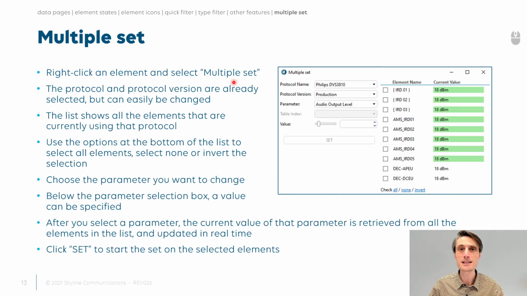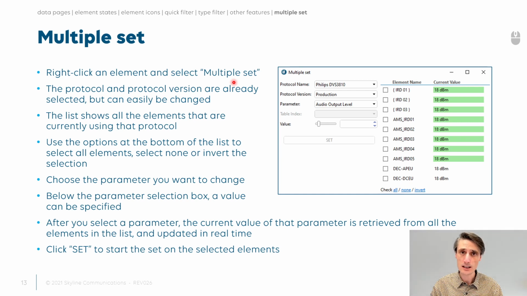Now, to wrap it up, the last thing that I want to mention is the multiple set. The multiple set allows you to do a set across different elements. You might remember in the data pages, we already saw the possibility to do a multiple set inside one device, basically reconfiguring different parameters and then in one go push all those settings to the element. That's a multiple set inside an element. Here we are looking at a multiple set across different elements.